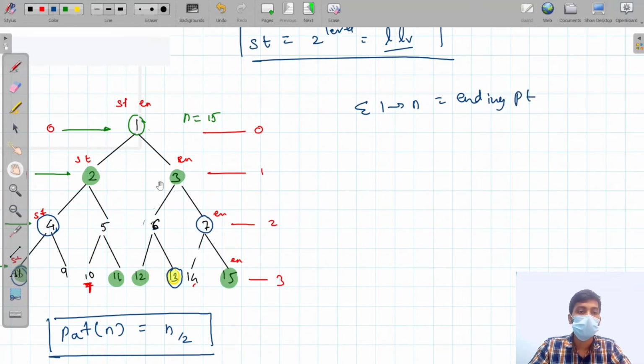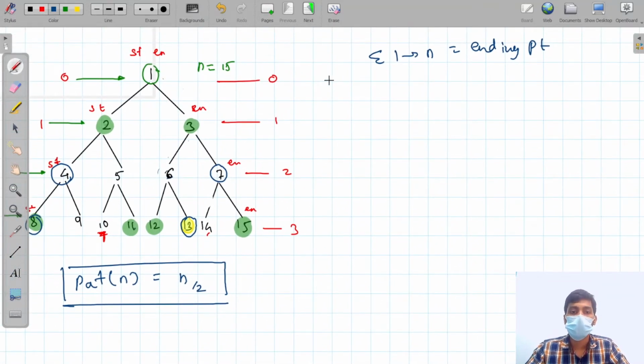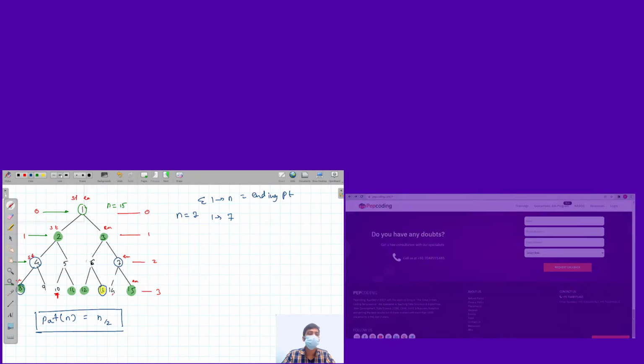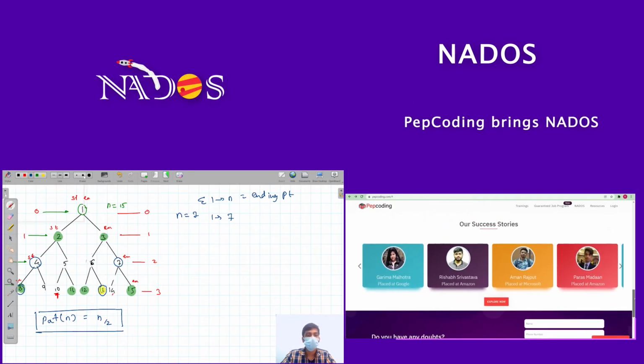Let's see if it is true or not. If I say that n is equal to 7, then from 1 to 7, that is going to be nothing but our ending points. Let's see, 1, 2, 3, 4, 5, 6, 7.